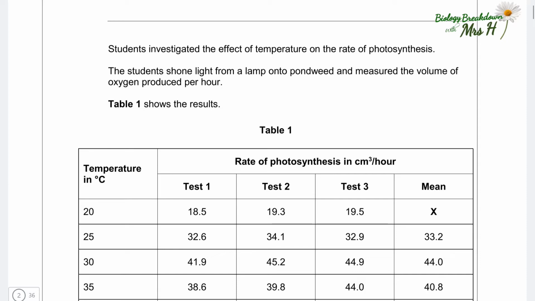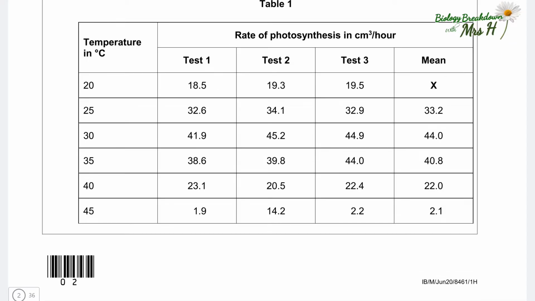Students investigated the effect of temperature on the rate of photosynthesis. The students shone light from a lamp onto pondweed and measured the volume of oxygen produced per hour. Table 1 shows the results. The different temperatures, our independent variable there, temperature in degrees C, 20 to 45 degrees C, and our rate of photosynthesis as the volume of oxygen produced per hour.